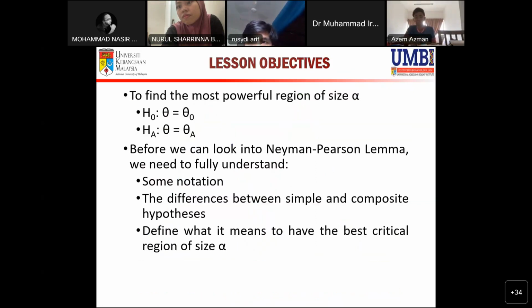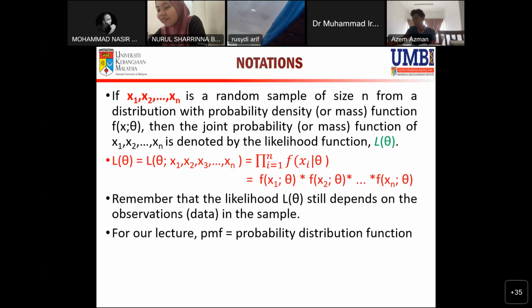Okay. So for today's lesson, our objective is this one: to find the most powerful region of size alpha, where our null hypothesis H0 is given by theta equals some value of the parameter under the null hypothesis, and then the alternative hypothesis where the value of the parameter is equivalent to some value under the alternative hypothesis. But before we proceed to our main lecture today, we need to introduce some ground rules, where we need to introduce the notations and the differences between simple and composite hypotheses, and define what it means to have the best critical region of size alpha of this type 1 error. Okay, so let me introduce the notations.